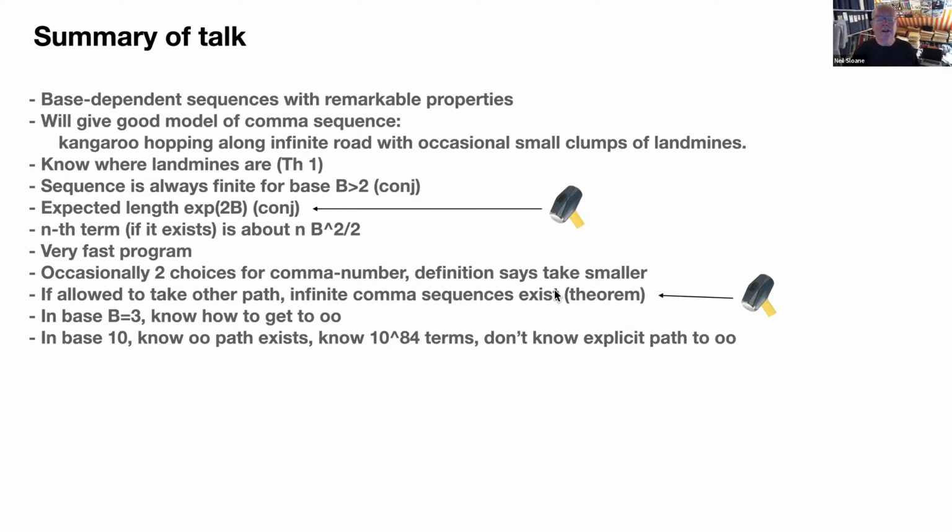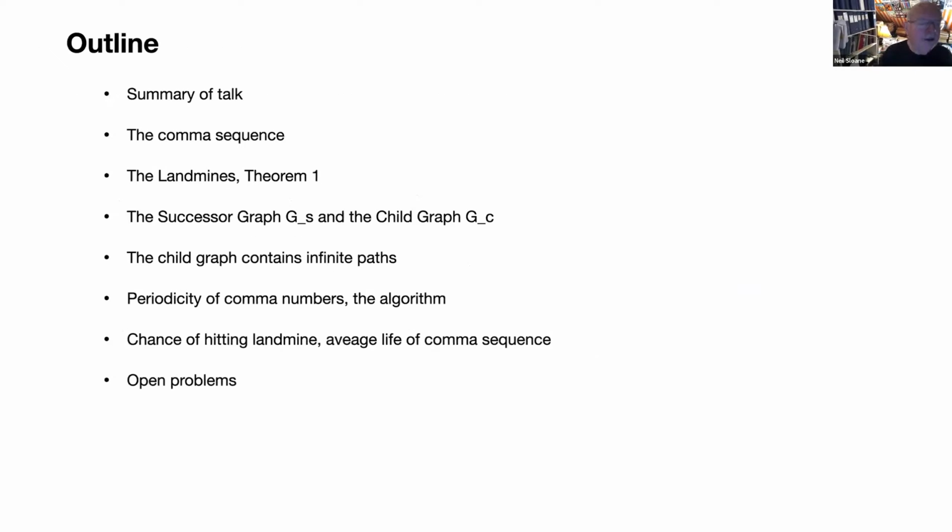And in this sledgehammer, we use Koenig's infinity lemma to prove that there is an infinite comma sequence. In base 3, we know everything. We know how to get to infinity with an explicit construction. And in base 10, we know there's an infinite path to infinity when we're using the choices. And we know 10 to the 84 terms. We don't know an explicit path. So that's an outline.